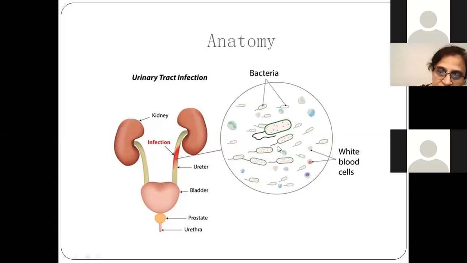So what happens is that bacteria are present. In case of infection, we need to have a causative organism. So the causative organisms can be bacteria. Mostly they are bacteria, and these bacteria enter into the urinary tract. Then the white blood cells come along, and there's inflammation and infection of the urinary tract, leading to symptoms.